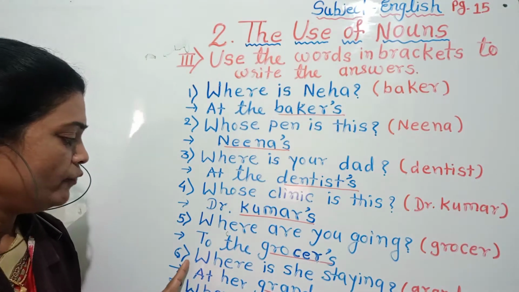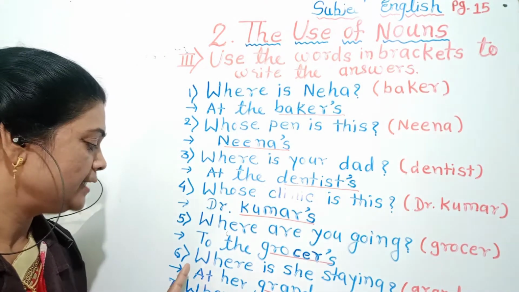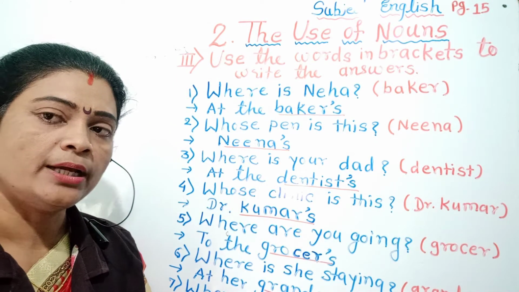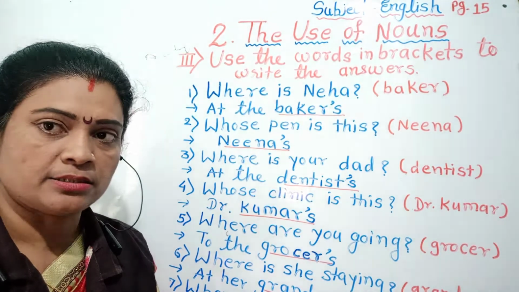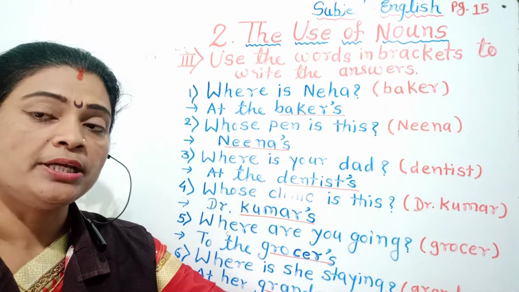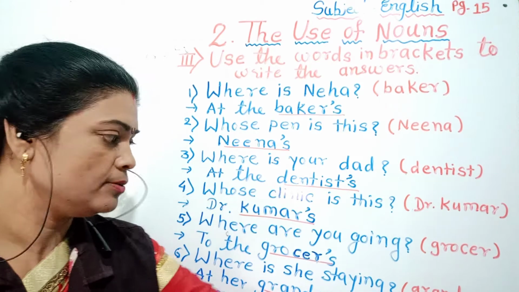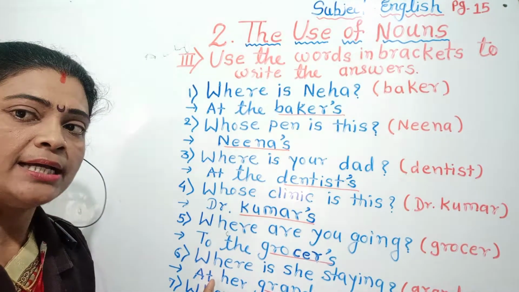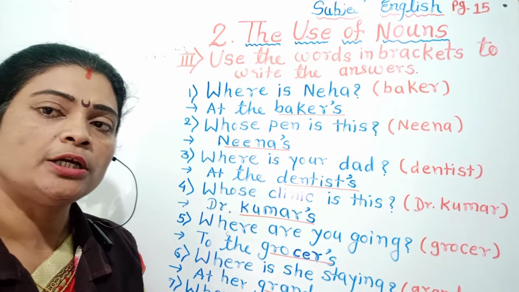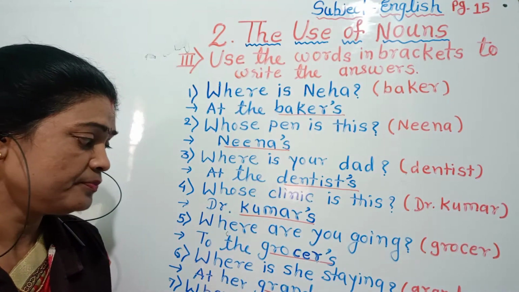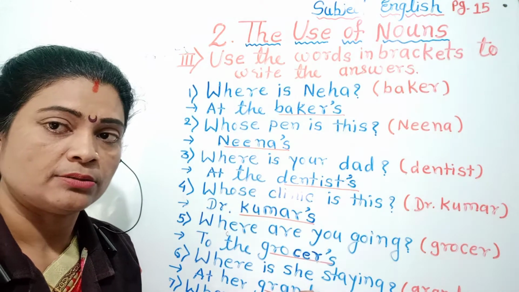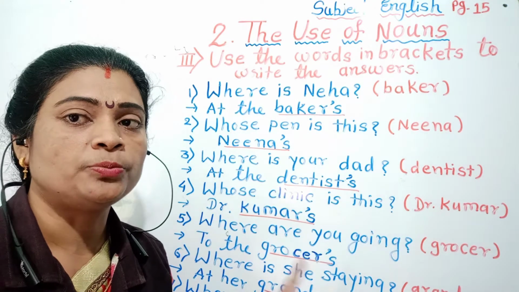Now we are taking the next example. The next example is, where is she staying? We should know that the place is staying. In the bracket there is given grandma. So here the place is given, grandma's place. When you write this answer, we should start with at her grandma's. We are using apostrophe s here, because now we want to know their place. Then we use apostrophe s here.